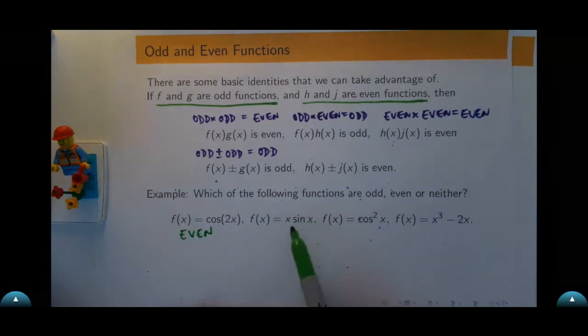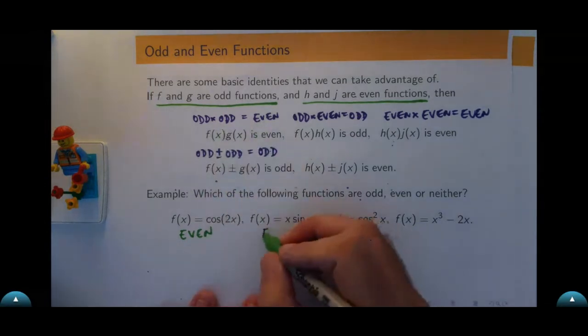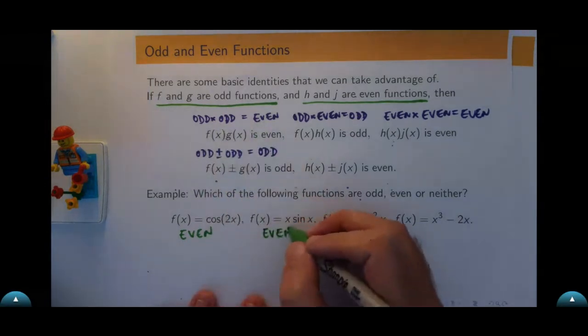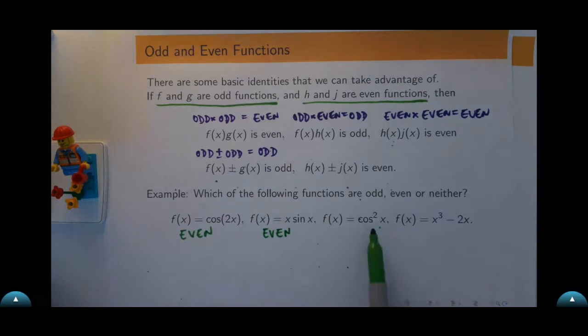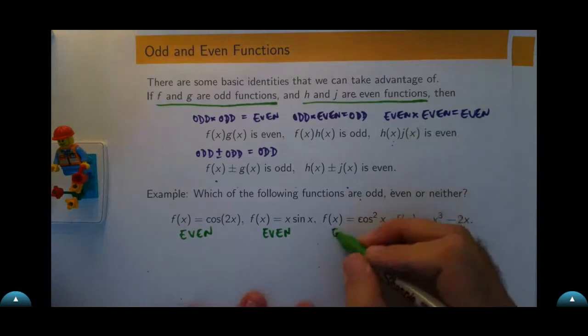What about this one? This is an odd function times an odd function. Yeah, Nicholas, odd times odd gives you an even function. Okay, what about this one? Cos squared. Cos is an even function. Ah, Michael, excellent. So this is even times even, which gives even.